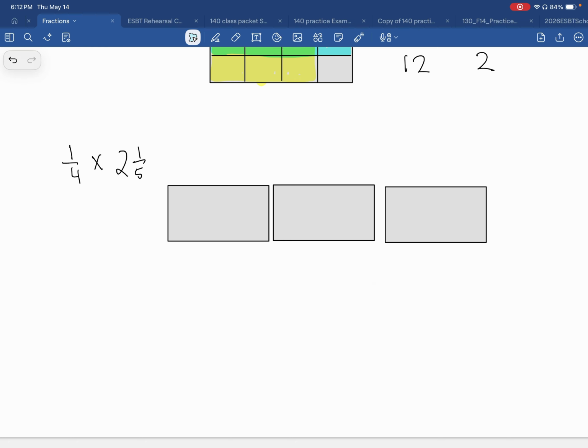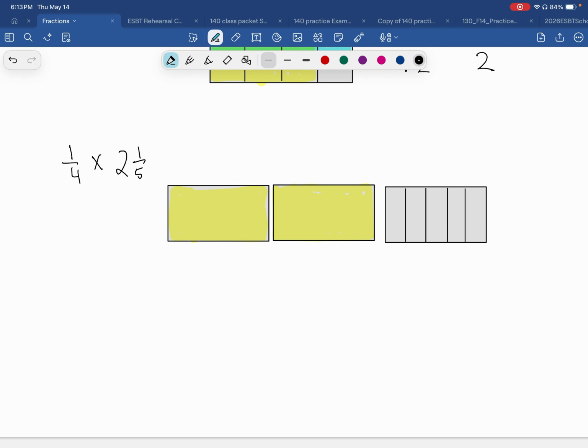And we're going to need a fifth. Okay, so shading in. I need 2 whole boxes shaded in yellow to get my 2 and a fifth. Okay, then this last one we're going to cut into fifths. 1, 2. Apologize if there's a lot of background noise. 3, 4, 5. And I'm shading one of them. Okay, so there's my 2 and a fifth.